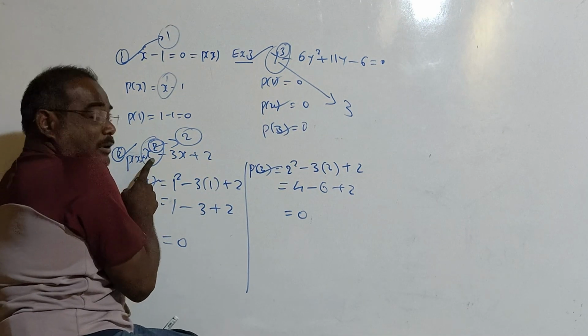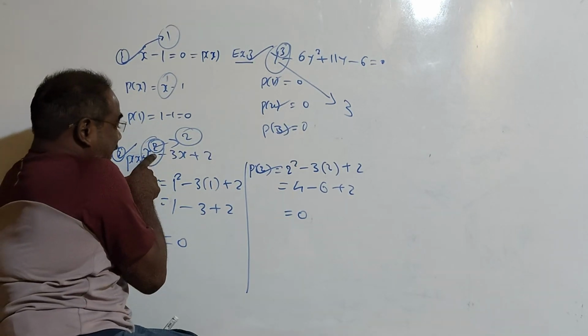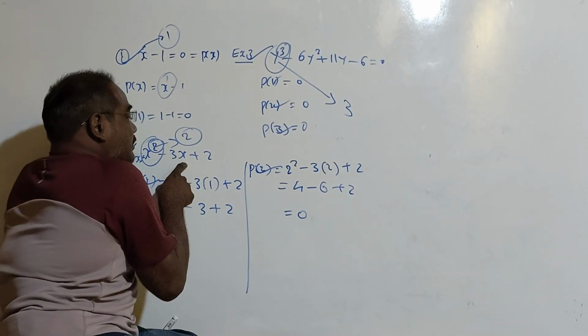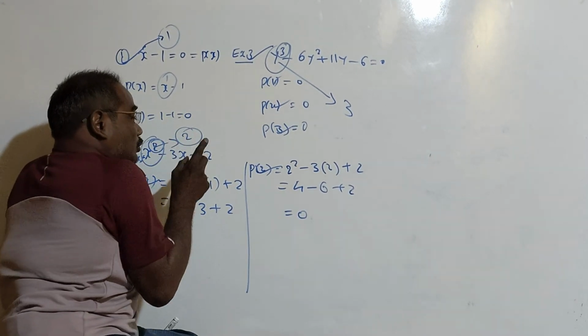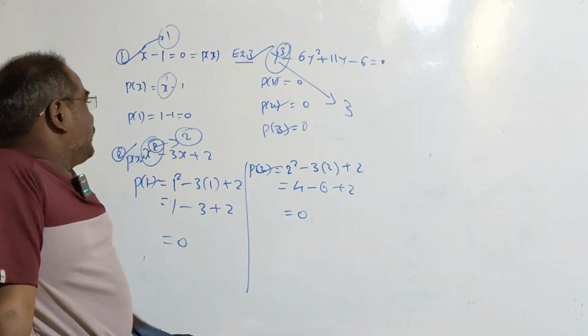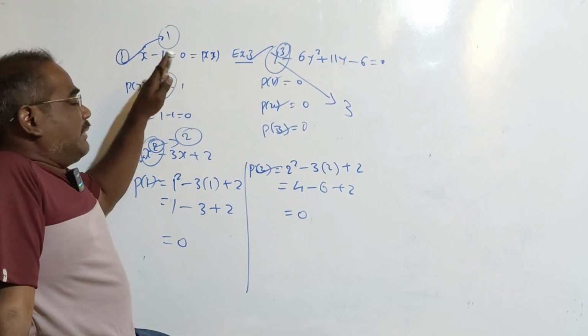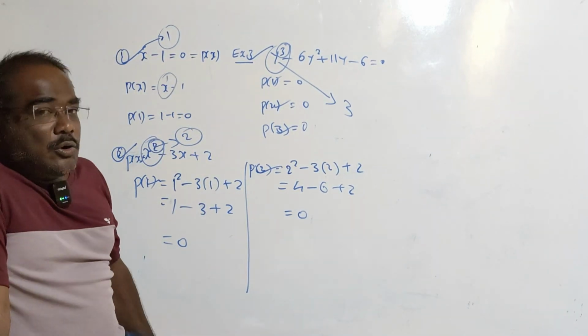Come to example number 2. Here in example number 2, the degree is 2, meaning its number of zeros is 2. Those two values, if you substitute in place of x, you will get 0. In the first example, the degree is 1, meaning there exists only 1 zero.